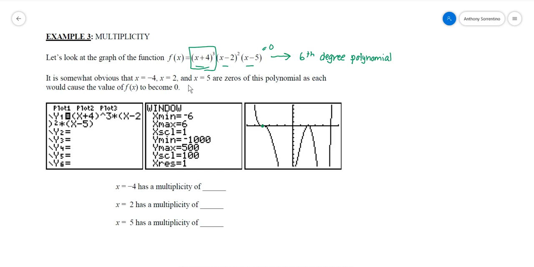If it's 1, like for the 5, so this is x equals negative 4, this is x equals 5, it just passes through. It doesn't level off and flatten before it goes through. So negative 4 has a multiplicity of 3, which means it counts as 3 zeros. That's what we mean by multiplicity. x equals 5, as we mentioned, has a multiplicity of 1, which means it counts as 1 zero.